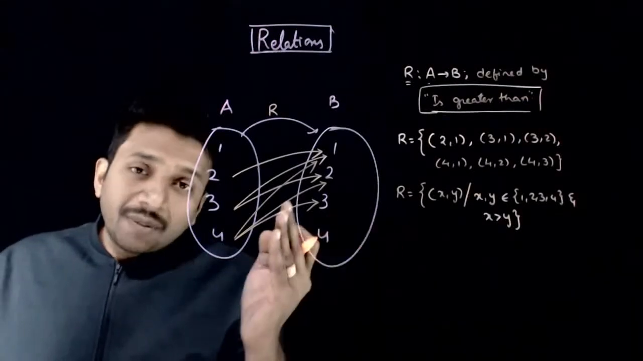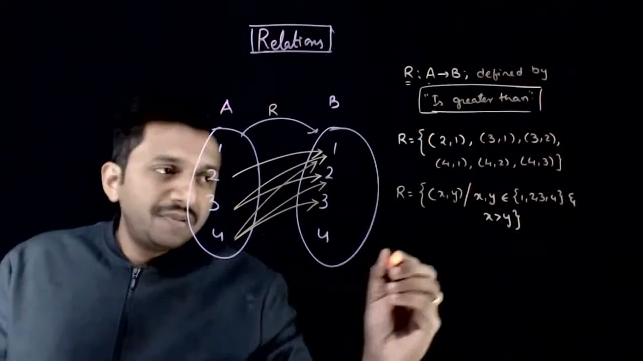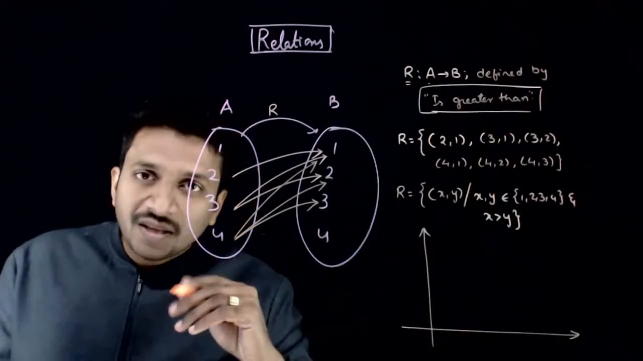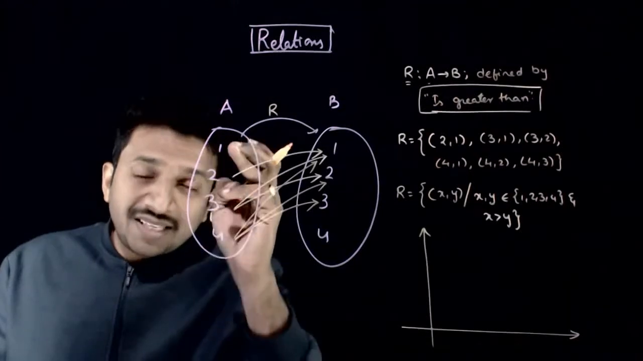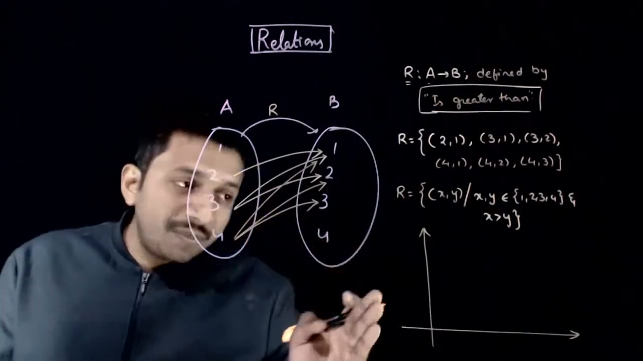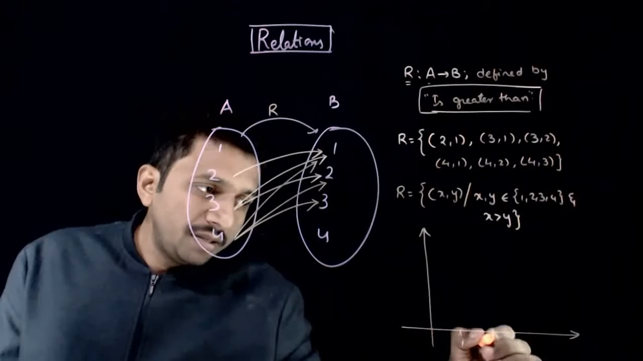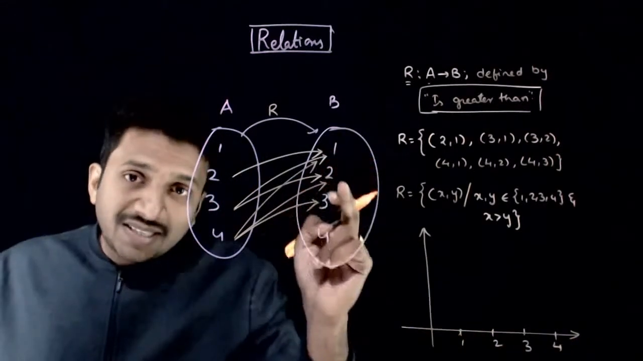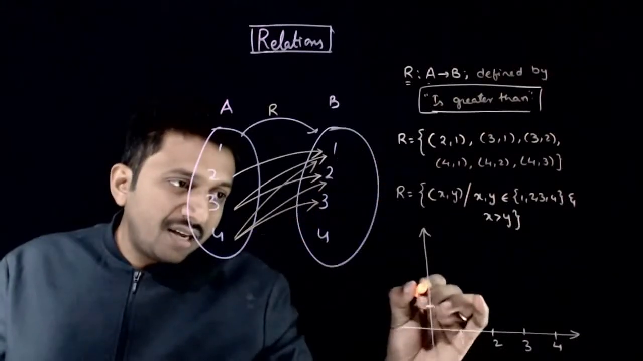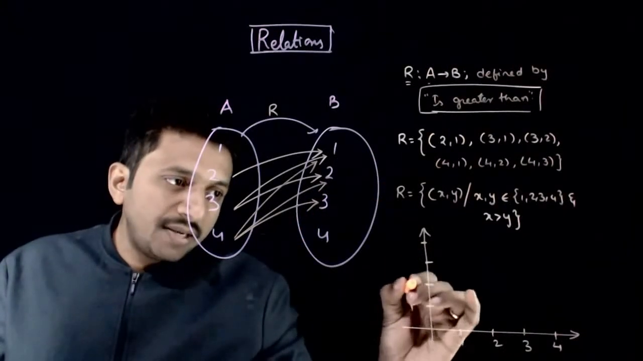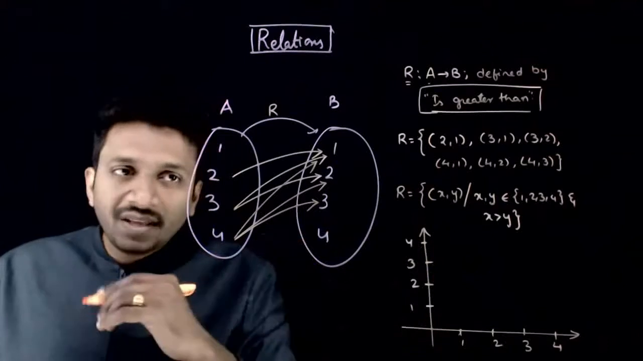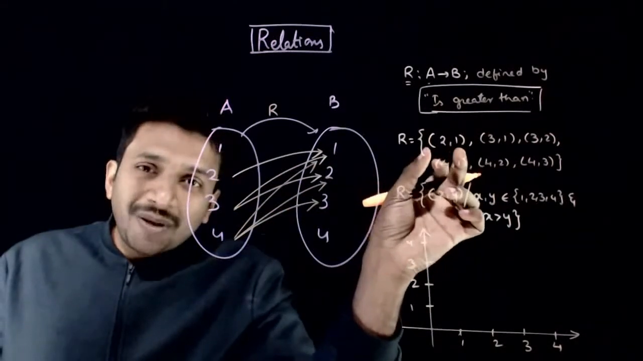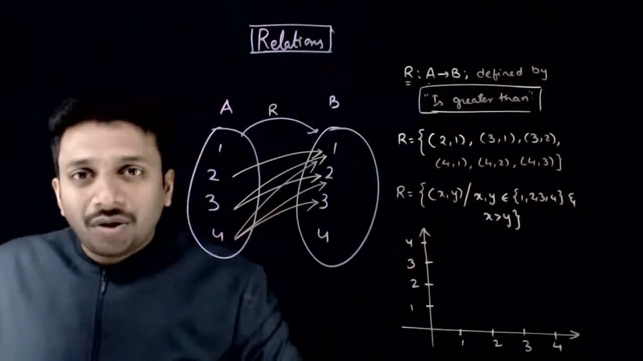Next, R can be represented in graphical form also. If I want to represent R in graphical form, as we have seen, the numbers in the first coordinate have to be represented on the x-axis: 1, 2, 3 and 4. And the numbers in the second set are represented on the y-axis: 1, 2, 3, 4. Each connection corresponds to an ordered pair, and each ordered pair corresponds to a point on the coordinate system.